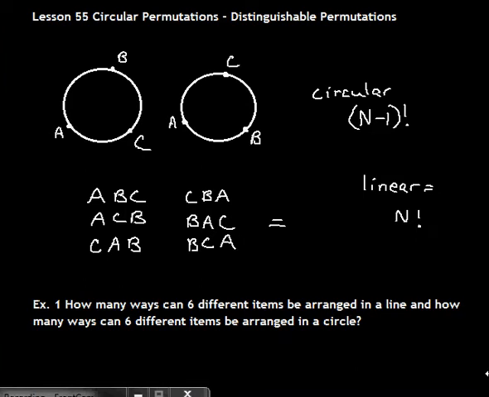Alright, we're going to do lesson 55, circular permutations and distinguishable permutations. This is a pretty easy lesson, so that's good news for you, and it's a little break from some of the other things we've been doing.